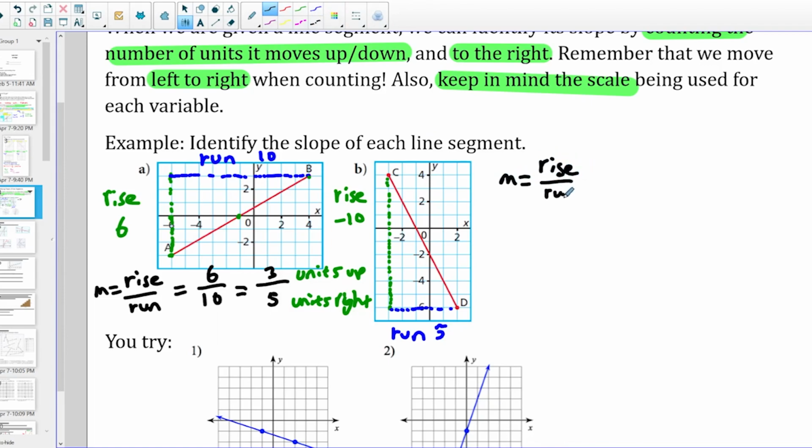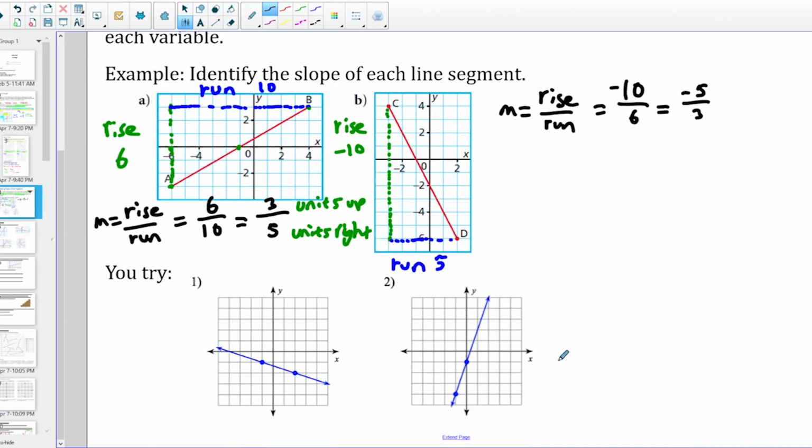So plugging these into our slope formula, m is equal to rise over run, we can quickly see that we're going to end up with a negative 10 over 6. And then we can simplify this to negative 5 over 3.